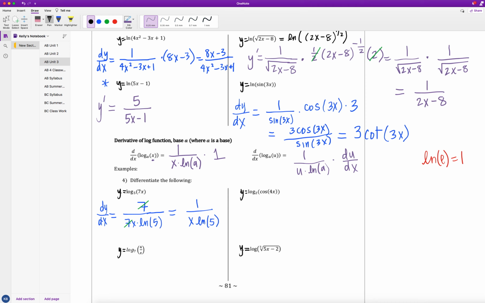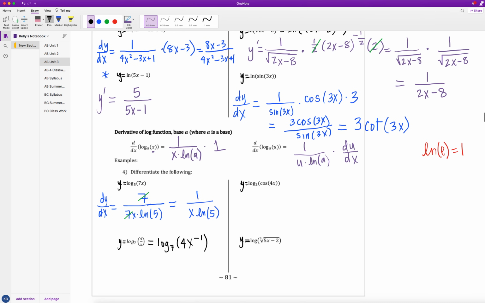Okay, let's look at example B. So in example B, we have log base 7 of 4 over x as our input. So as it stands right now, I could take the derivative, and then when I worry about the derivative of 4 over x, I'd have to use the quotient rule. So instead, I'm going to rewrite this to avoid the quotient rule, and I could rewrite this as log base 7 of 4 times x to the negative first. And this way, I just don't have to worry about a quotient rule when I take the derivative of the 4 over x.